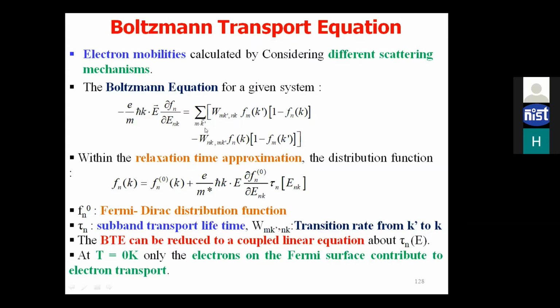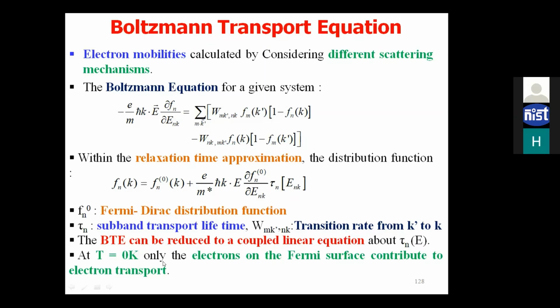So this Fn0, that Fn can be obtained from the distribution function as this, where Fn0 is the Fermi-Dirac distribution function, tau n is the subband transport lifetime, and W, as I explained, is the transition rate from k to k prime position, that is from subband n to m.